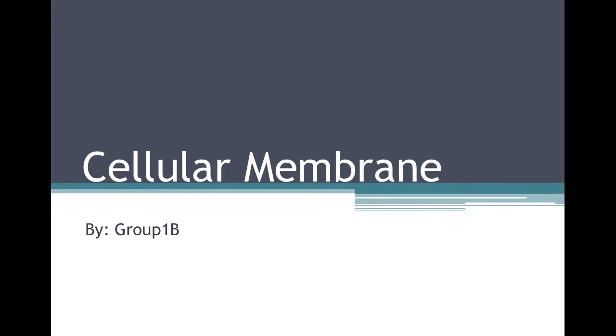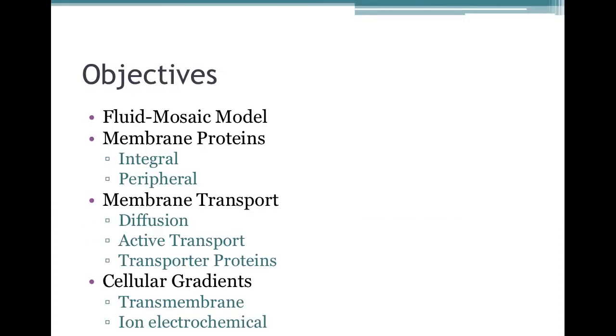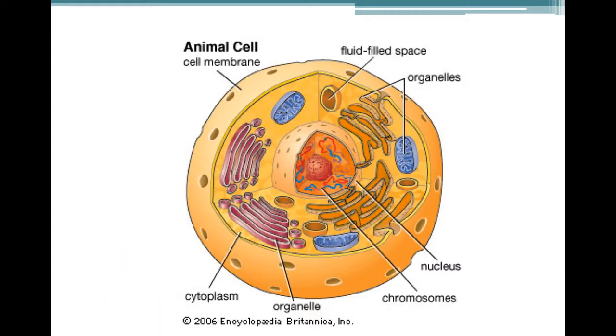So what are the components that make this possible for homeostasis? That is exactly what we're going to be discussing today. We'll be looking at the fluid mosaic model, membrane proteins, membrane transport, and briefly, cellular gradients. So here we see the animal cell model. We can clearly see that the cell membrane is what encompasses the entirety of the cell. So now let's take a closer look at the membrane.